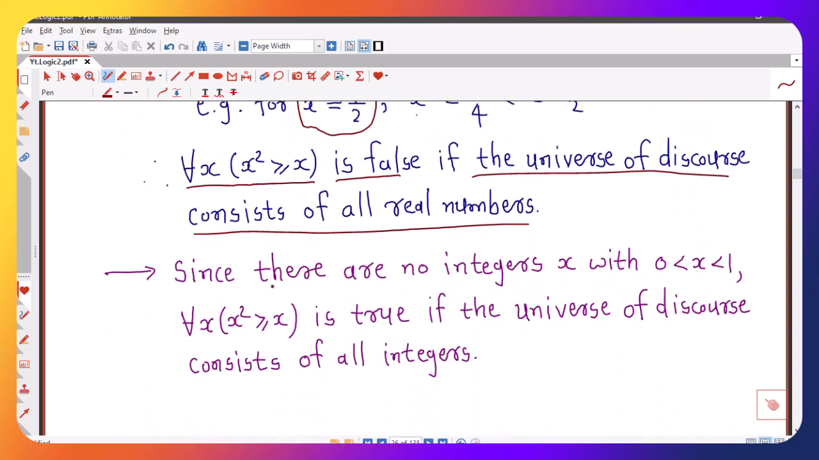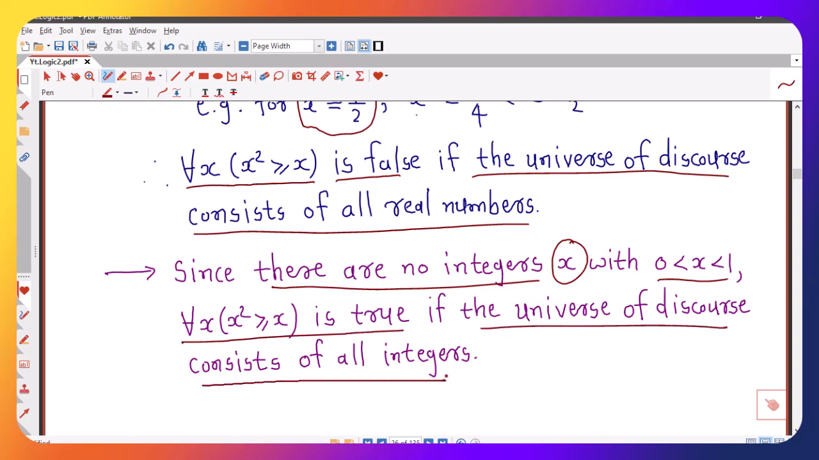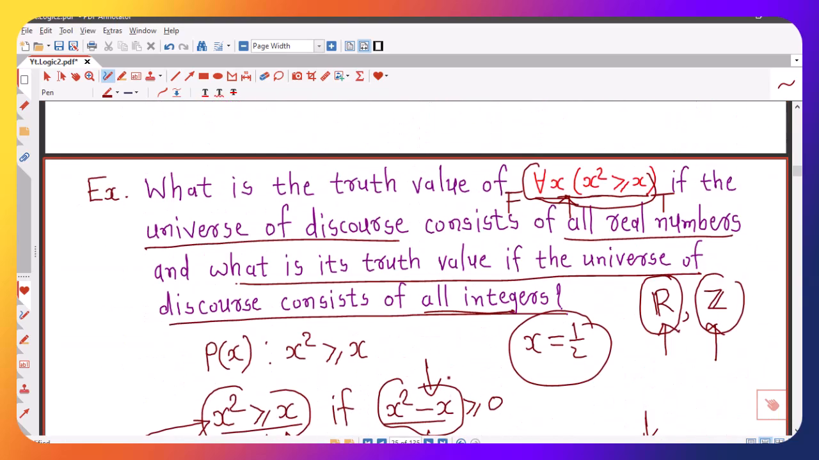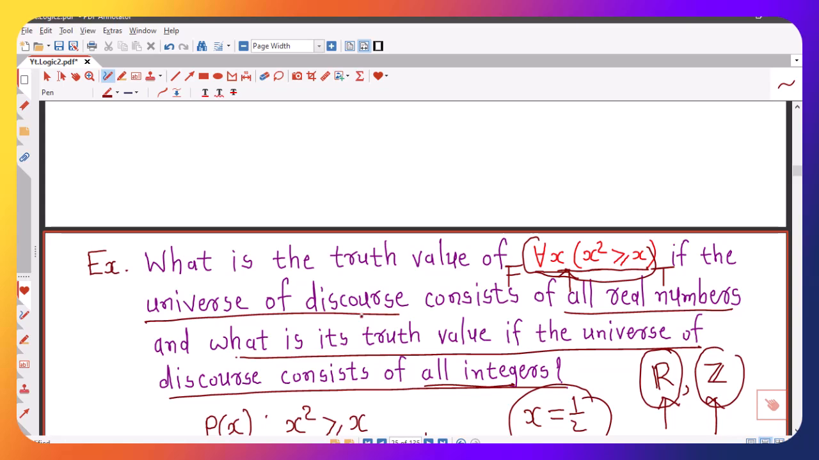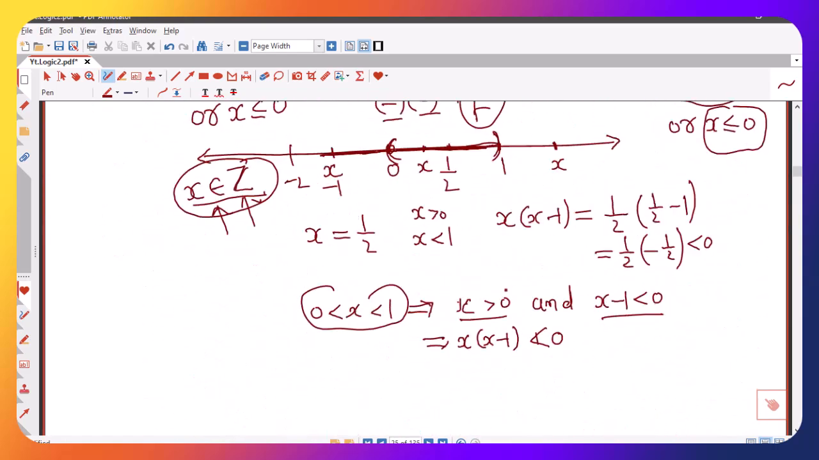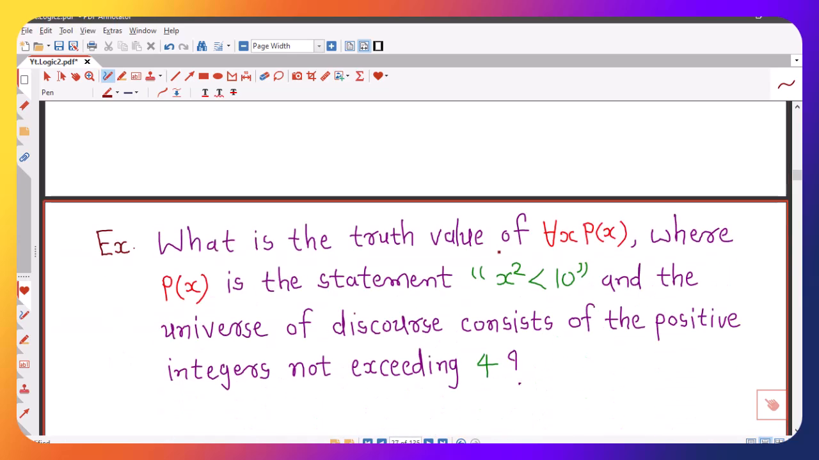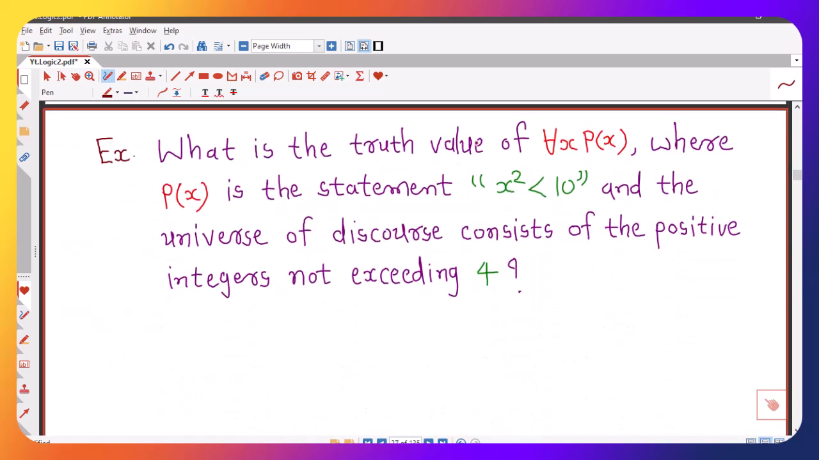And since there are no integers x with 0 less than x less than 1, this quantification is true if the universe of discourse consists of all integers. So in this way you can determine the truth values of a given quantification of a given statement function, and you can see that it may be different for different domains. And this is another example.